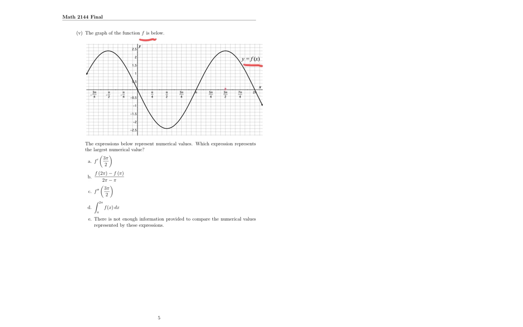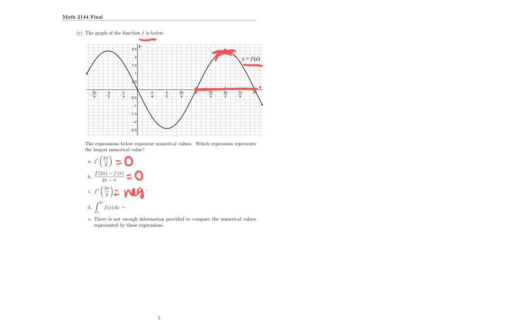So let's go to 3 pi over 2, go up here. The derivative of that is 0. The slope of the tangent line is 0 there. What about this? This is an average rate of change from pi to 2 pi. So if I draw a secant line there, the slope of that secant line is also 0. F double prime of 3 pi over 2: at 3 pi over 2, f is concave down, so this is negative.